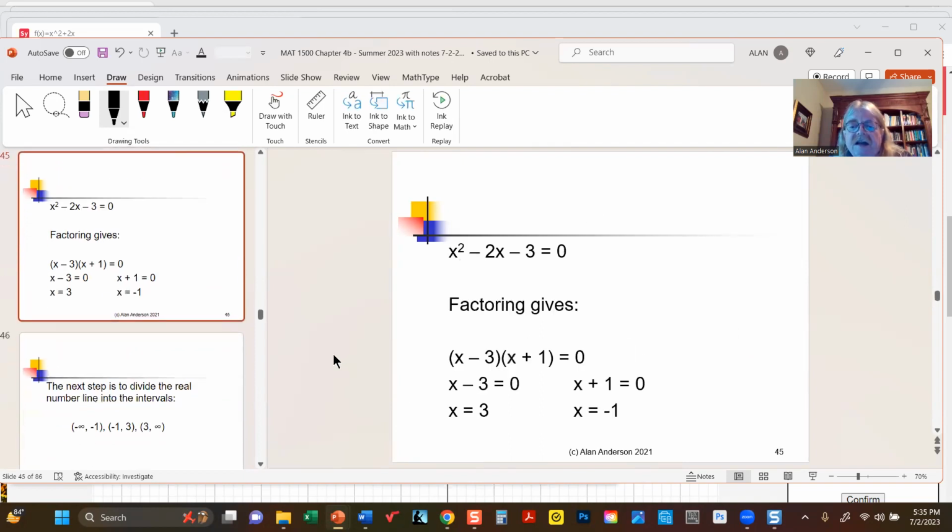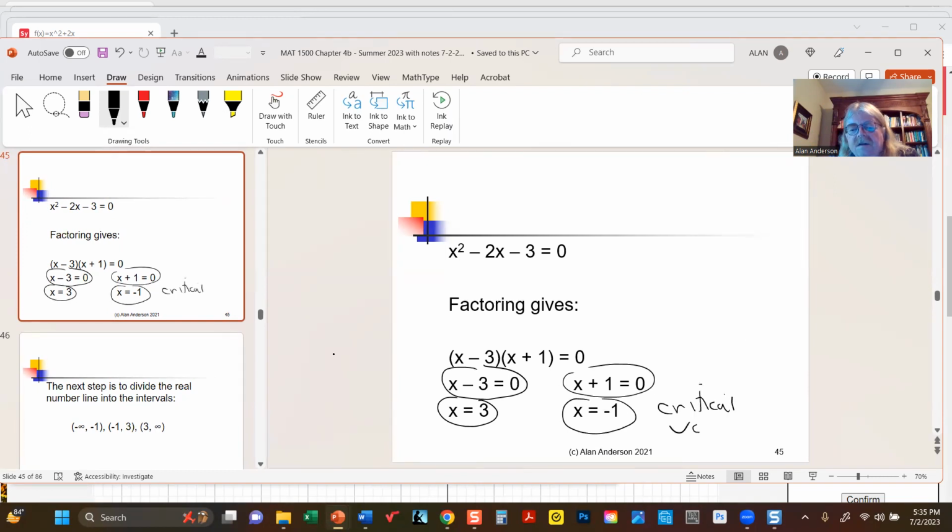Now, you can certainly factor this if you want, or you can use the quadratic formula. And what you discover is that x minus 3 times x plus 1 equals 0, which implies that either of these equals 0 by itself, or ultimately x equals 3 and x equals negative 1. We call these our critical values.